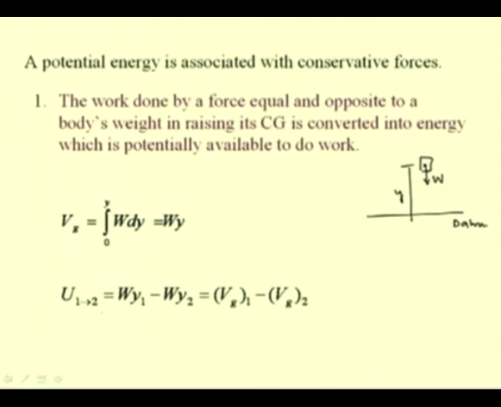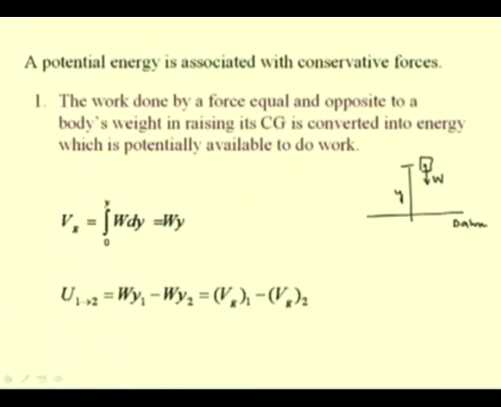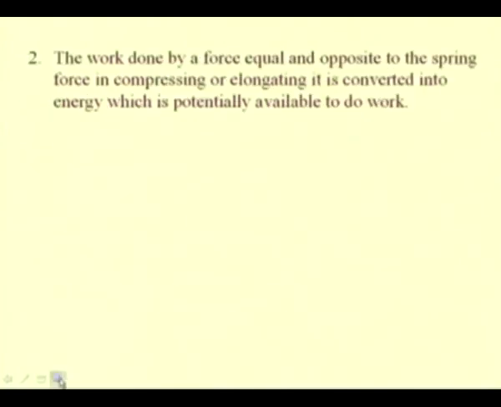and for any two positions the work done is equal to the difference of this potential energy, that is Wy1 minus Wy2. From our derivation of the work done for the weight of the object, we have found that it is the same as Wy1 minus Wy2, which is equal to the potential energy at 1 minus the potential energy at 2. So, the work done from 1 to 2 is equal to the potential energy at 1 minus the potential energy at 2.